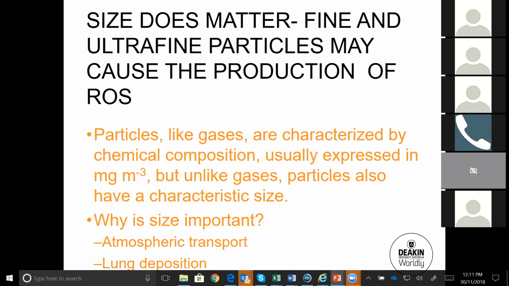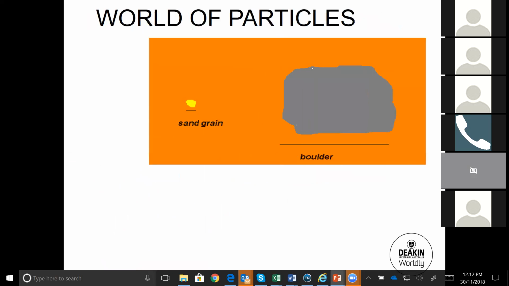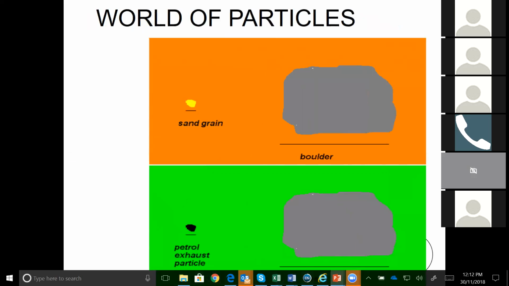Particles like gases are characterized by their chemical composition, and their chemical composition is usually expressed in milligrams per cubic meter. But unlike gases, particles also have a characteristic size. And that size is important for lung deposition. The smaller they are, they can penetrate deeper.